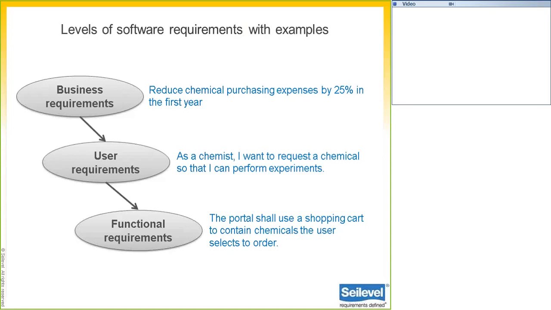And in our example, it's the portal shall use a shopping cart to contain chemicals the user selects to order. And keep in mind, there would be a lot of different functional requirements to support that particular user requirement. That's just one example.